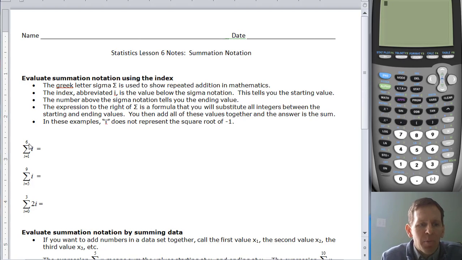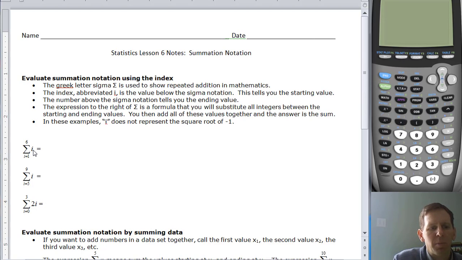The number at the top, above our Greek letter sigma, tells you where we're going to be ending. So the number on the bottom tells us we're starting at 1 and we're going to work our way up to 6. Or we're starting at 5 and we're going to work our way up to 9. The value on the right side is an expression. This is the formula that we're going to be substituting all integers between the starting and ending values into. Sometimes the formula is going to be something simple like I, sometimes it'll say 2I, or sometimes it'll be even a more complicated formula.